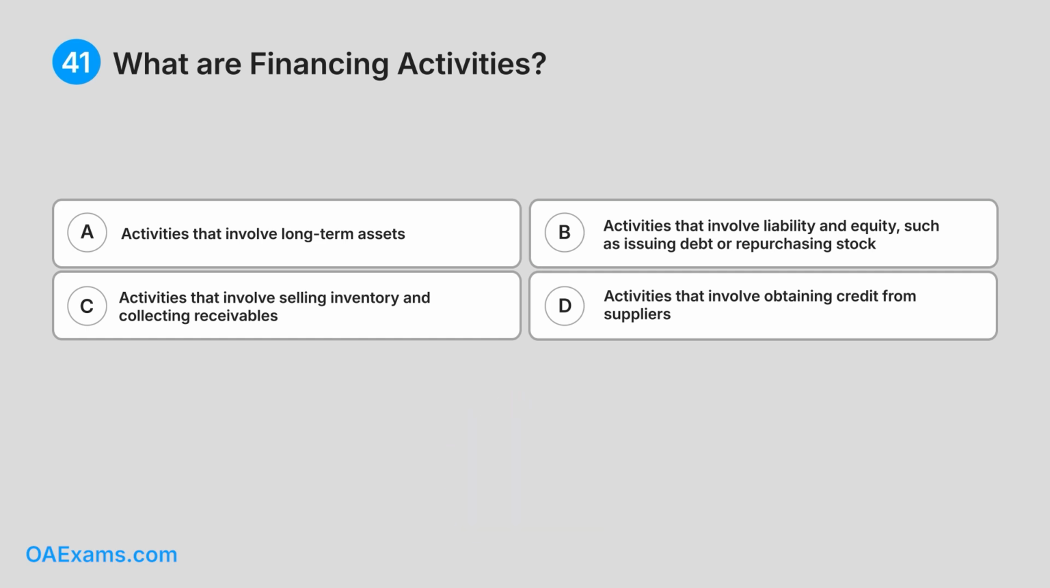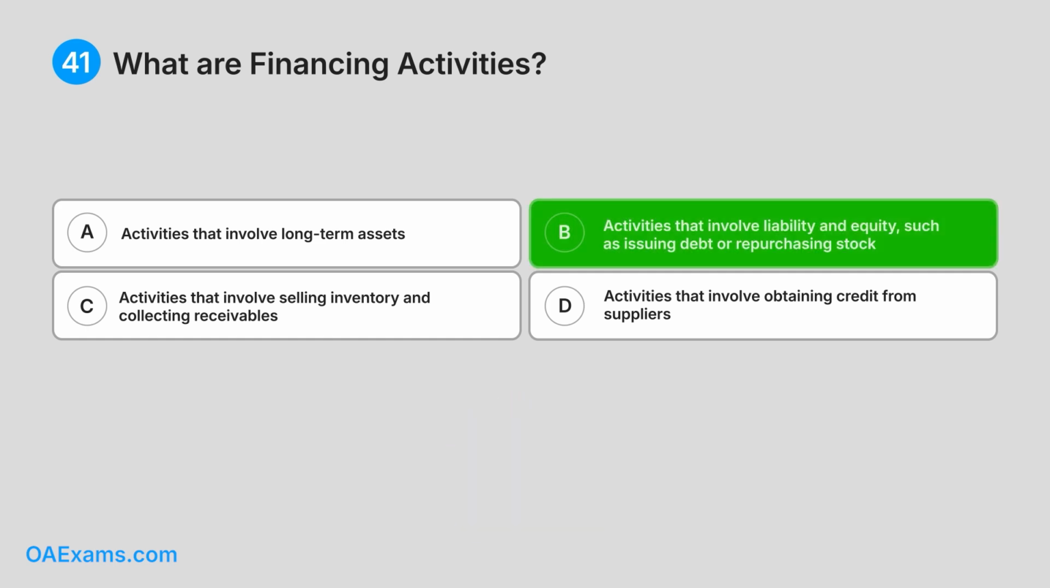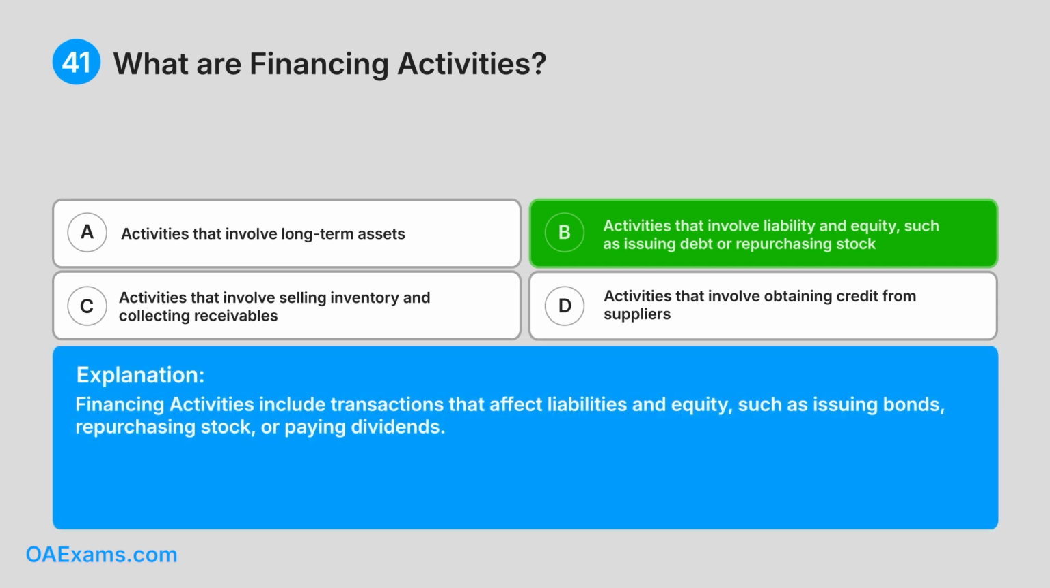Correct answer. B. Activities that involve liability and equity, such as issuing debt or repurchasing stock. Explanation. Financing activities include transactions that affect liabilities and equity, such as issuing bonds, repurchasing stock, or paying dividends.